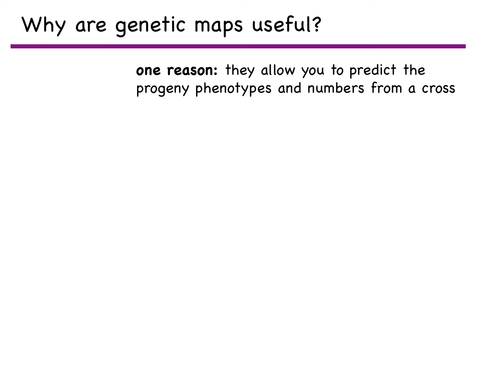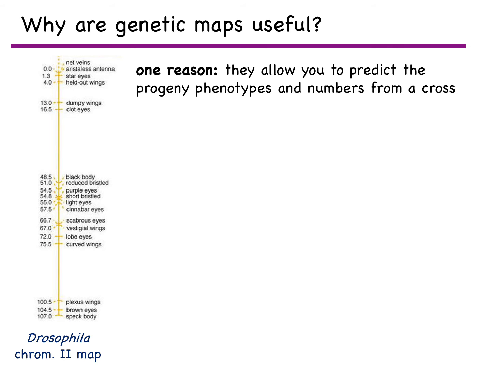Okay, so why are genetic maps useful? I'll tell you one reason today, and I'll tell you another reason in the next lecture. One of the reasons they're useful is because they allow you to predict the progeny phenotypes and numbers from a cross. And we'll go through an example of that now. I'll show you how you go about doing this.